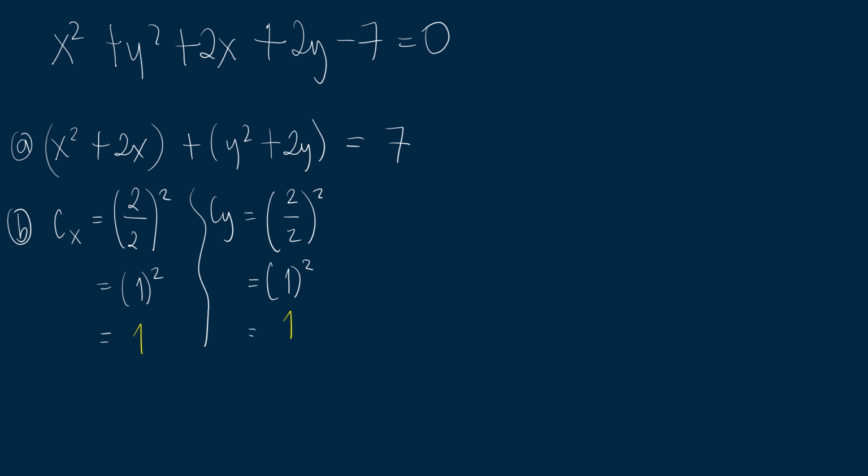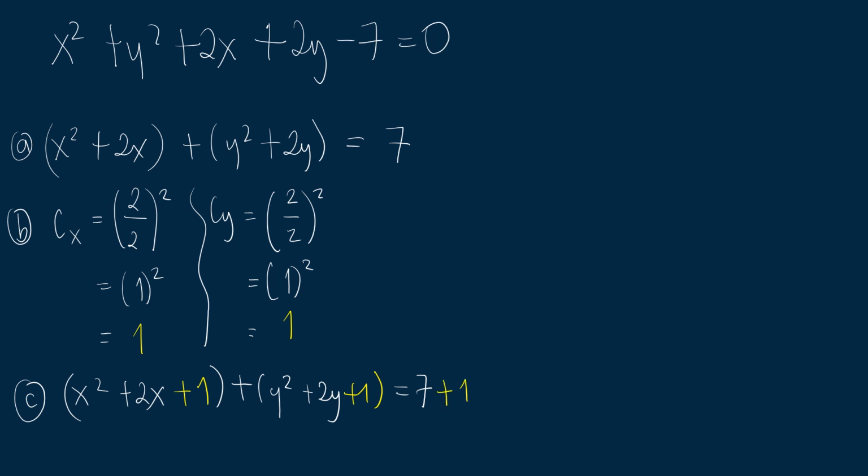Continuing to the next process, step C, this one, constant 1, should be added for the respective variable and the same with the right side. So you will have x squared plus 2x plus 1 plus y squared plus 2y plus 1 is equal to 7 plus 1 plus 1. Okay.